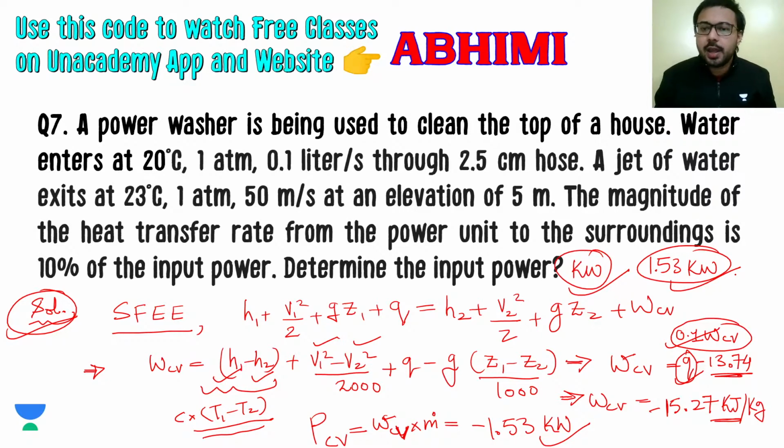It is understood that 1.53 input power means minus for the control volume. So that will be it for this question's solution, and the answer is coming out to be that only, and it is matching the solution. In the answer key it is coming as 1.54, so I think that will be fine. And let's move on and do the next question here.